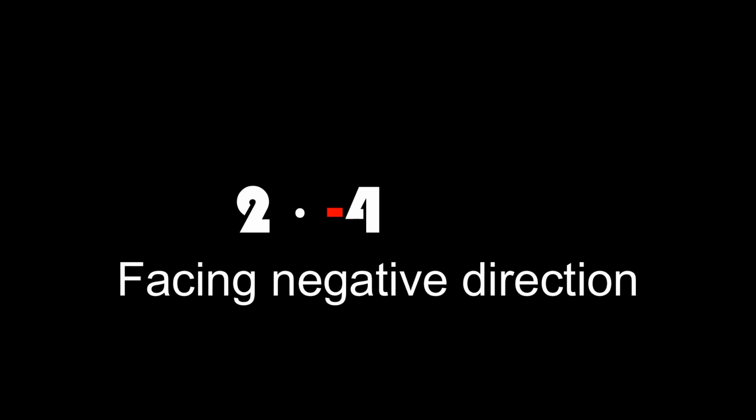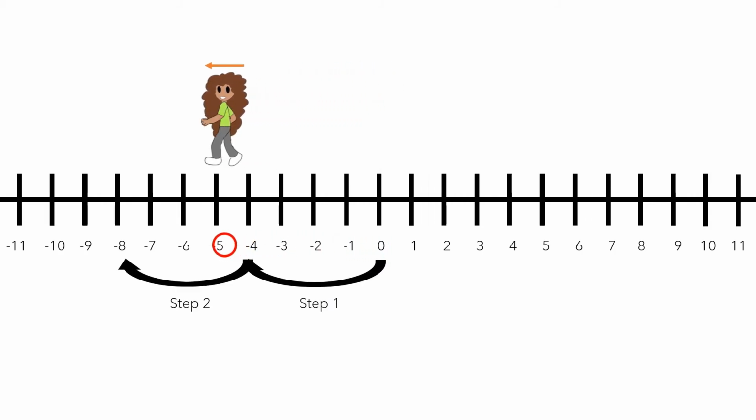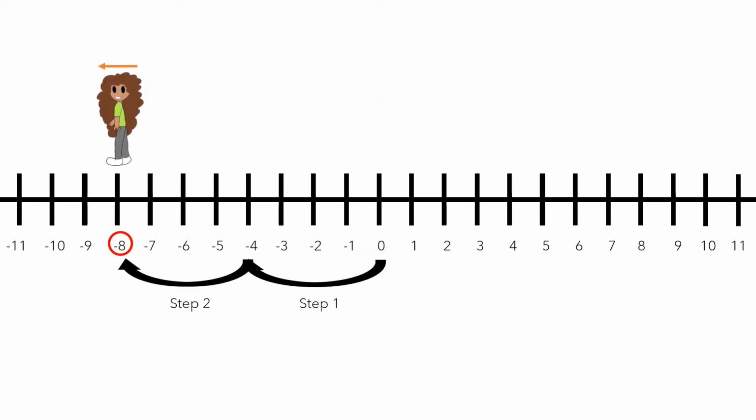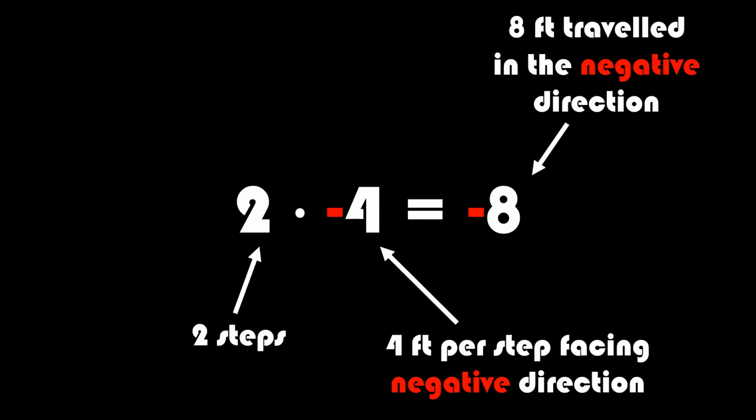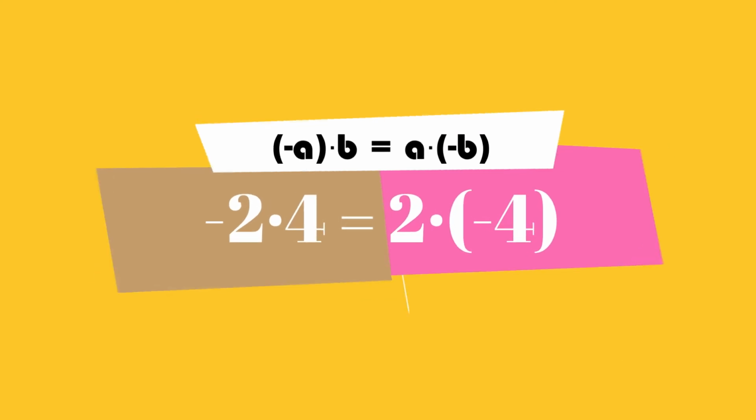If there is a negative in front of the second number, this means that Hilda is facing the negative direction. So 2 times negative 4 means that Hilda takes 2 steps of length 4 feet. However, because she is facing the negative direction, she walks that length in the negative direction and lands at negative 8. This is the same thing as when we had negative 2 times 4 and matches up with the fact that a positive times a negative is a negative, and it fulfills that algebraic property that we saw earlier.